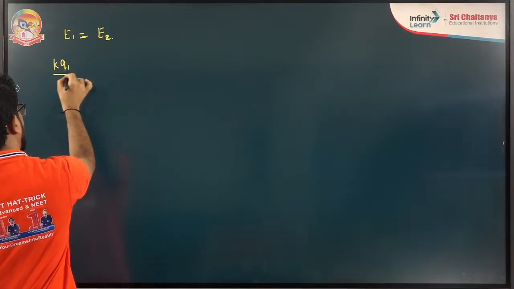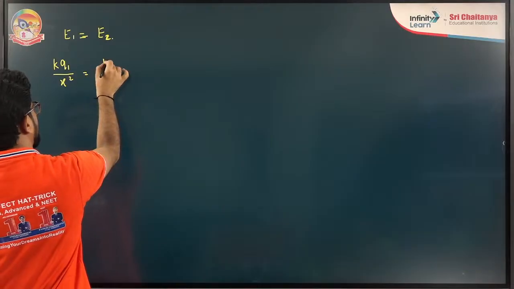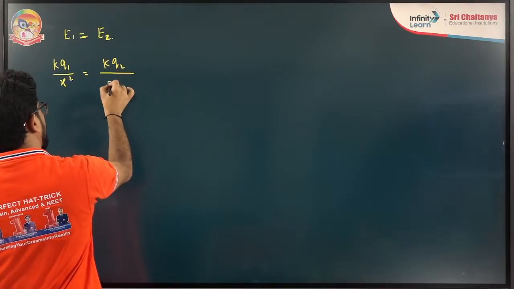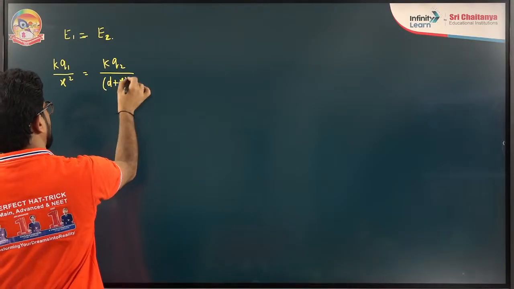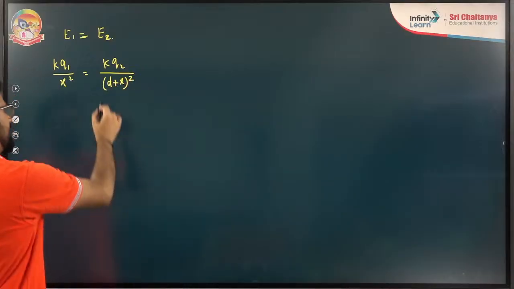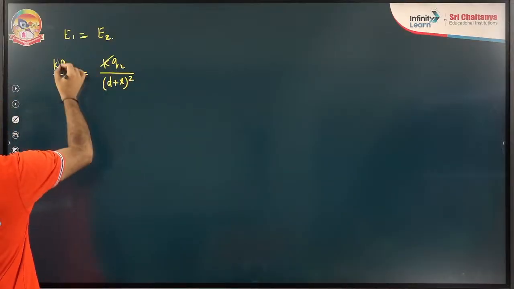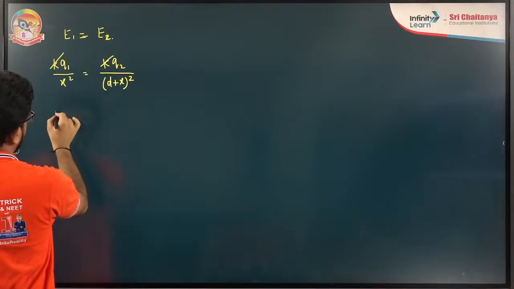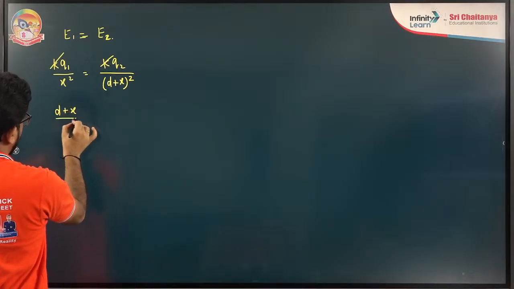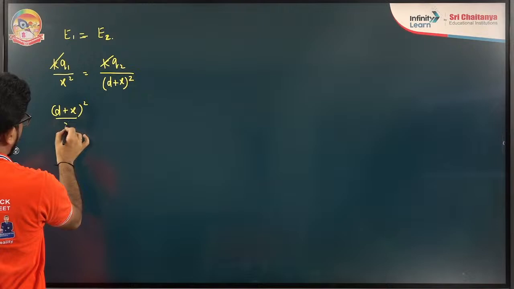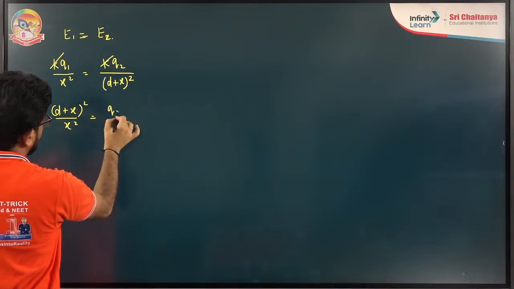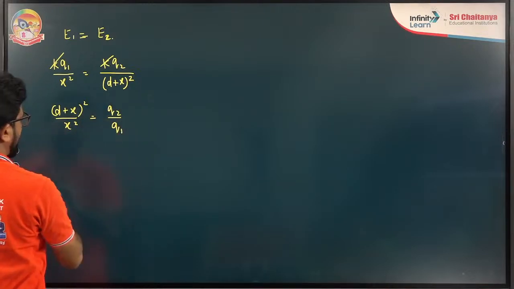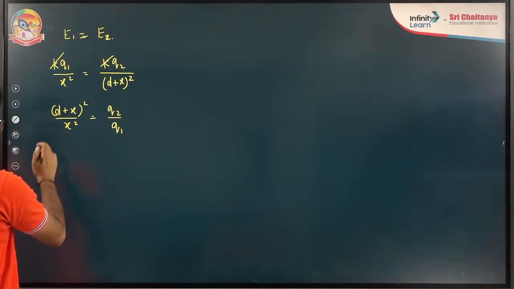K Q1 by X square is equal to K Q2 by (D plus X) whole square. We are writing it, D plus X whole square. K can be cancelled from both sides. Again you can write this as (D plus X) whole square divided by X square is equal to Q2 by Q1.